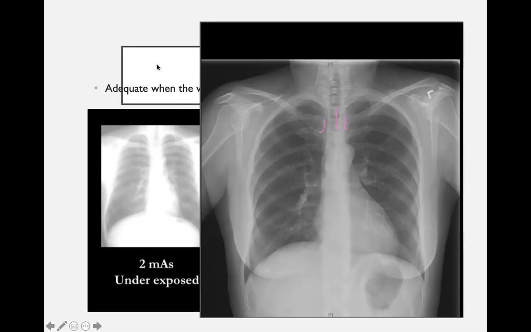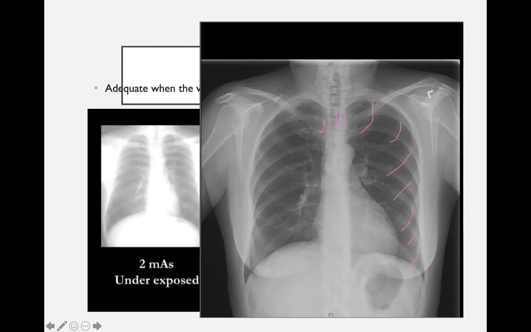And also, as you can see in this case, the inspiration is also sufficient, meaning that you can see the anterior ribs. Let's use the annotation again. So this is rib number 1, 2, 3, 4, 5, 6, 7. 7 anterior ribs. So the patient has adequate inspiration taken. You can see the lower ribs as well. So that's good.